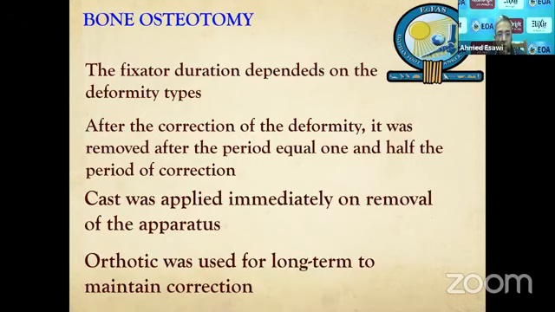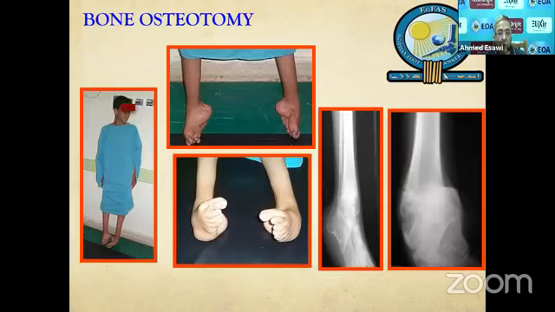As for joint distraction, the cast is applied immediately and the apparatus is removed. An orthotic was used long term to prevent relapse.